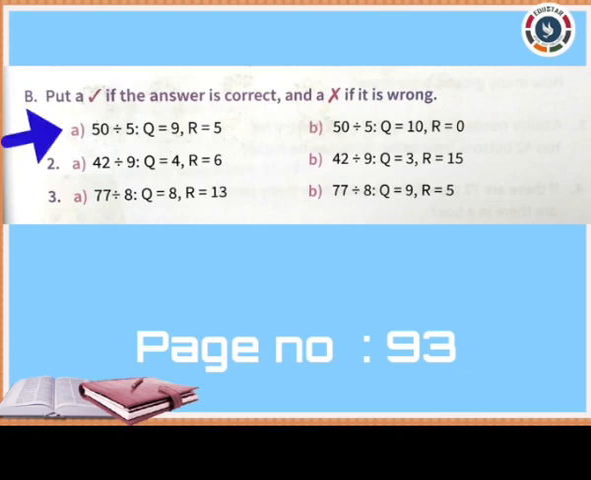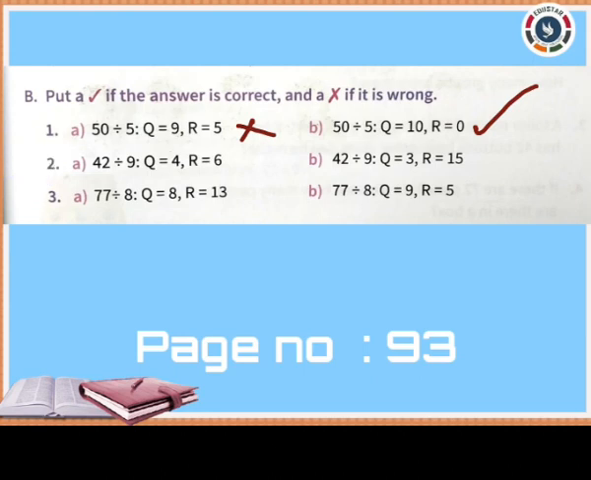We know already 10 fives are 50. That is, quotient is 10 and remainder is 0. Here, in A, they gave quotient is equal to 9 and remainder is equal to 5. So, A is wrong, B is correct.